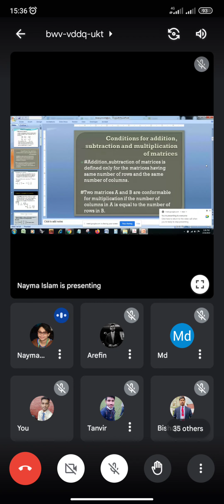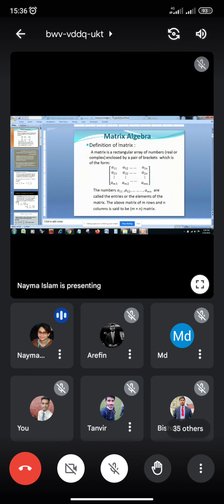Okay. Now, the conditions for addition, subtraction, and multiplication of matrices. I will tell you what the condition is for addition, for subtraction, and for multiplication. And look here. Here I have defined this as matrices, M-A-T-R-I-C-E-S. And before that, I defined it as M-A-T-R-I-X.